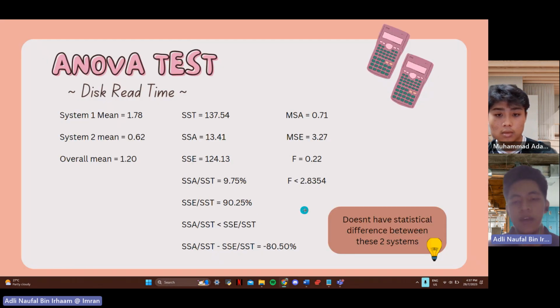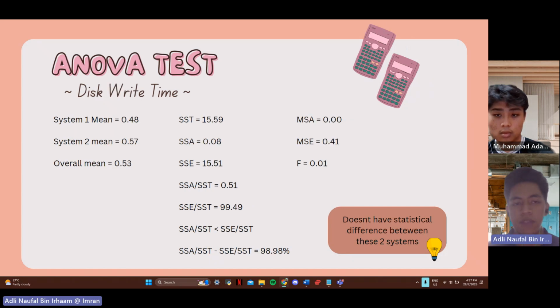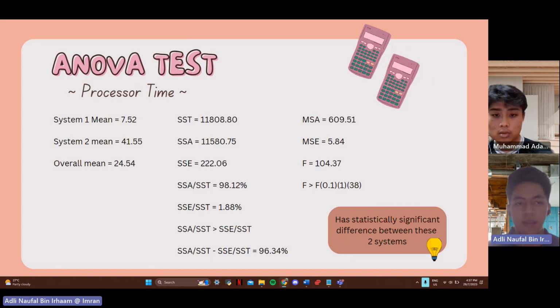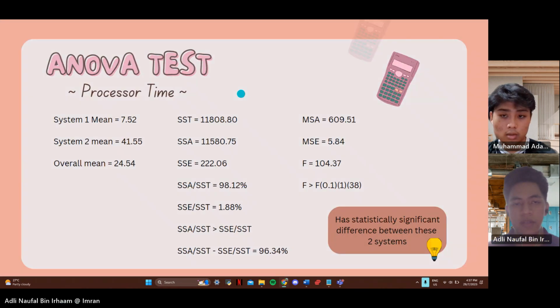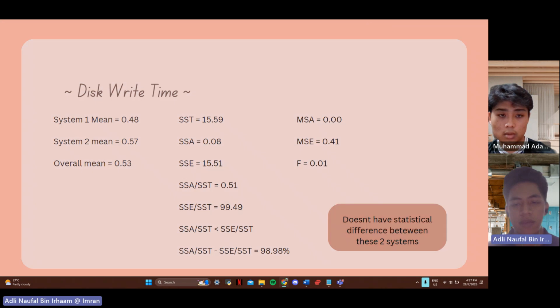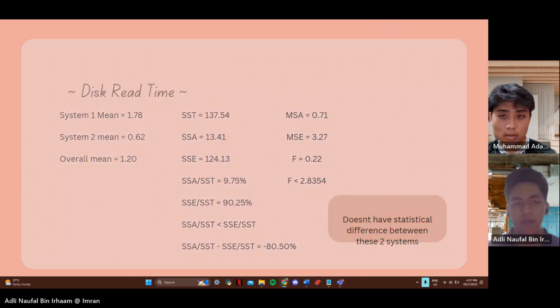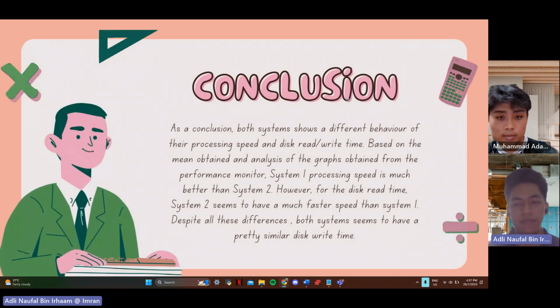I have also proved it with the theoretical values, where I calculated manually for performance metric 1, which is processor time. But I already changed the values here, so I couldn't show it. So then I think we can continue. I'm passing back to Adam.